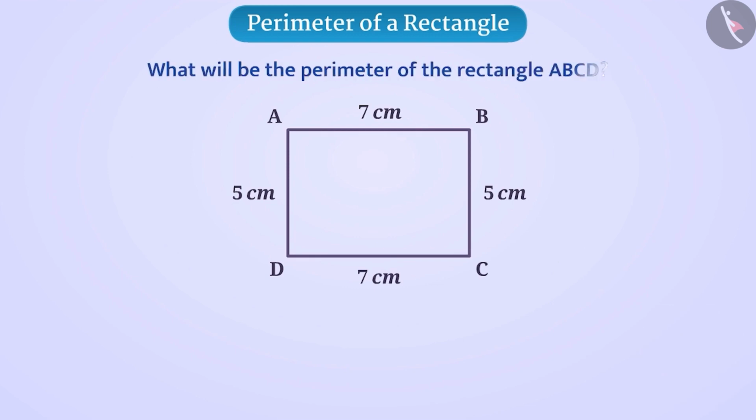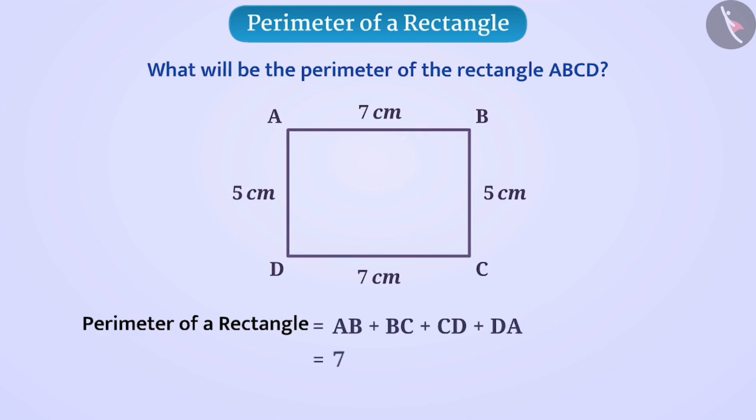You got it right. To find the perimeter of the rectangle, we will have to sum the length of all four of its sides. Hence, the perimeter of the rectangle is equal to AB plus BC plus CD plus DA, which is equal to 7 centimeters plus 5 centimeters plus 7 centimeters plus 5 centimeters, which is equal to 24 centimeters.